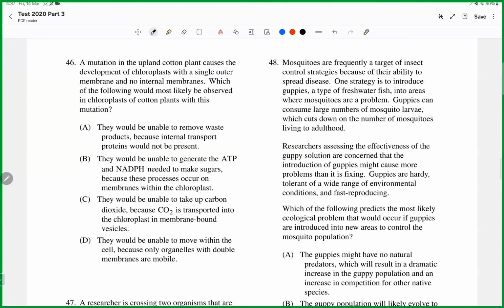46. A mutation in the upland cotton plant causes the development of chloroplasts with a single outer membrane. Is that a good thing, not to have internal membranes? Exactly correct. So are they going to function? Yes. They have no inner membrane, so everything happens with that membrane. Very big mutation, but they still function.